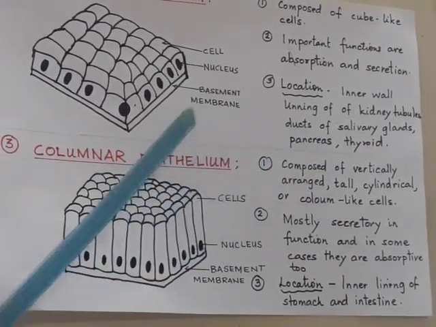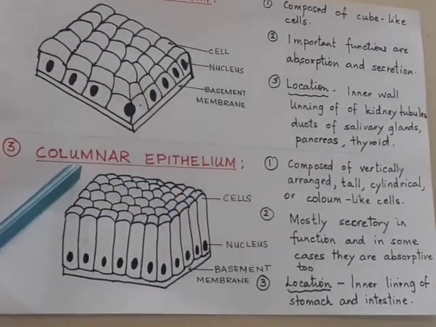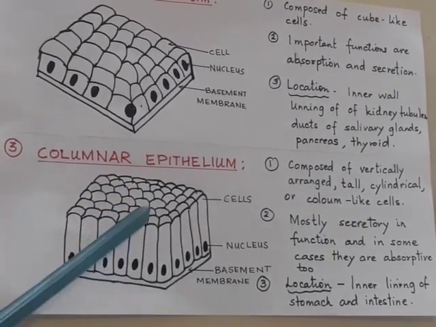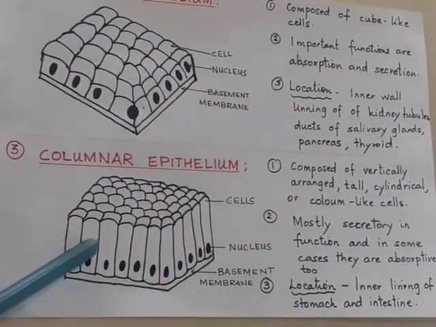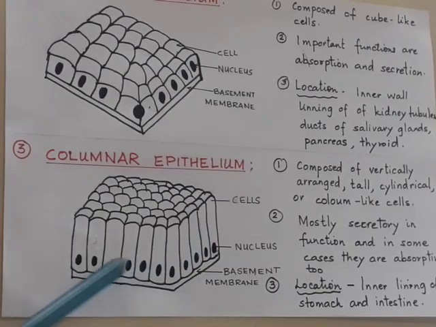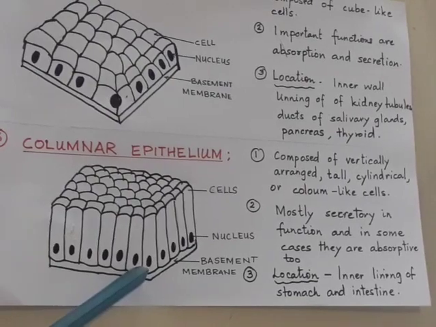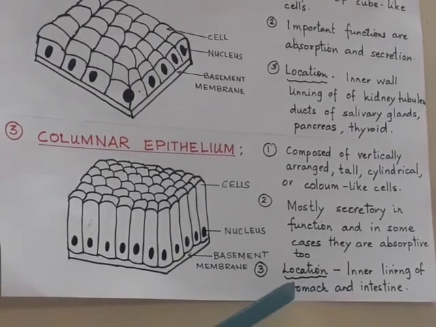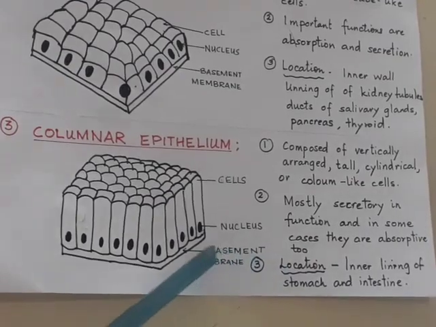Now we come to the third one, columnar epithelium. As the name suggests, these are long, composed of vertically arranged, as you can see in the diagram, tall cylindrical column-like cells. In this case the nucleus is just near the basement membrane. Now they are mostly secretory in function, but in some cases it may be absorptive too. These are mainly found in the inner lining of the stomach and the intestine, the villi, as you know.